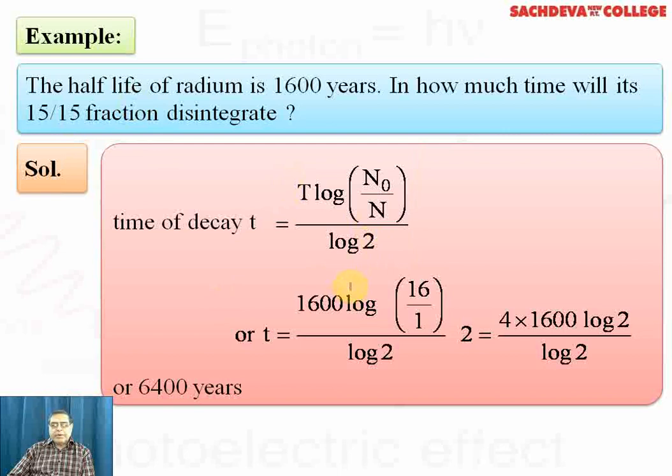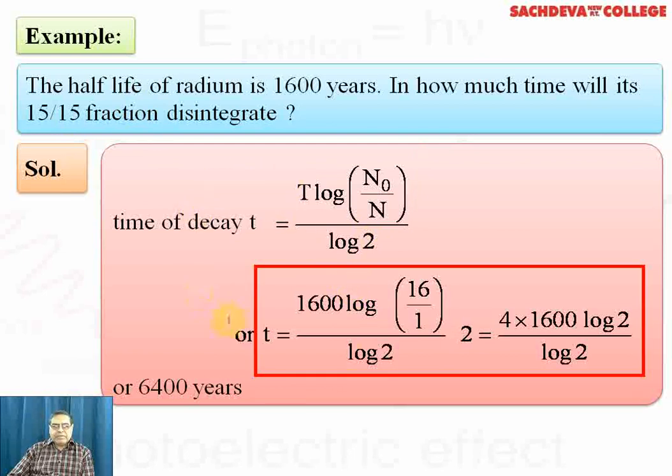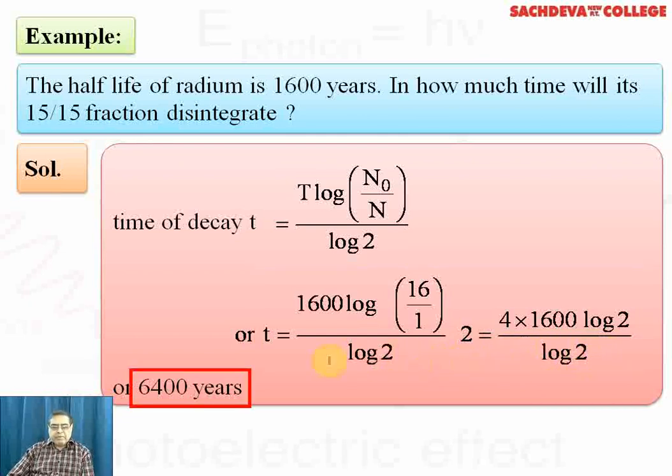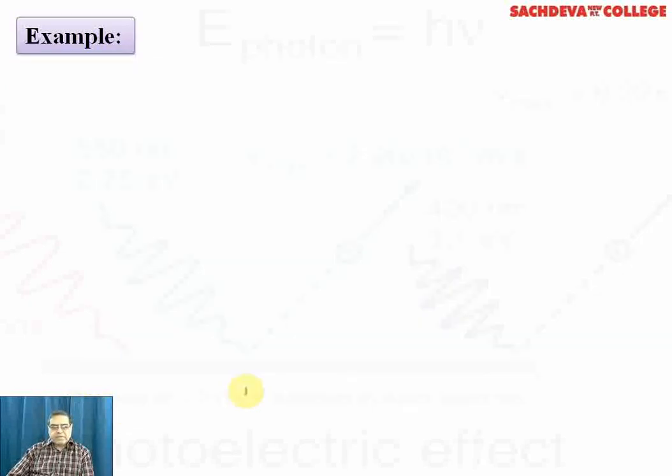We should try to bring log 2 in the numerator so that it can easily cancel off. Now, capital T, the half-life, is given as 1600. So for capital T, we put 1600, and n naught over n will be 16 over 1, divided by log 2 multiplied by 2. That is the half-life. So this is equal to 4 into 1600 log 2. Log 2 will cancel off, and we will get 6400 years.